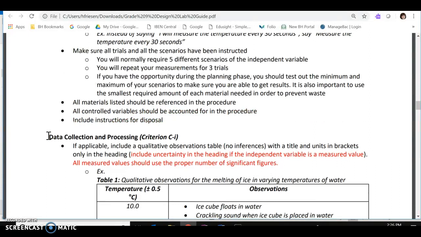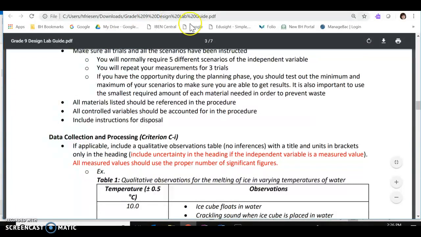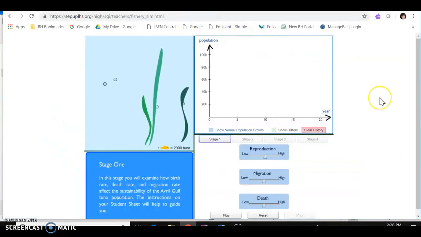In the next screencast, we will take a look at data collection and processing. For now, please take a look at how you think you're going to create your research question, hypothesis, and then describing your variables and method.